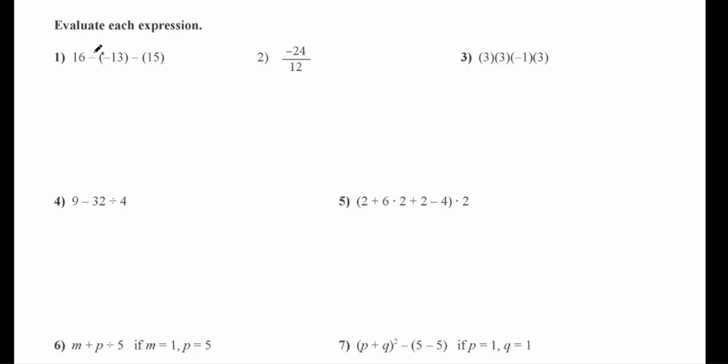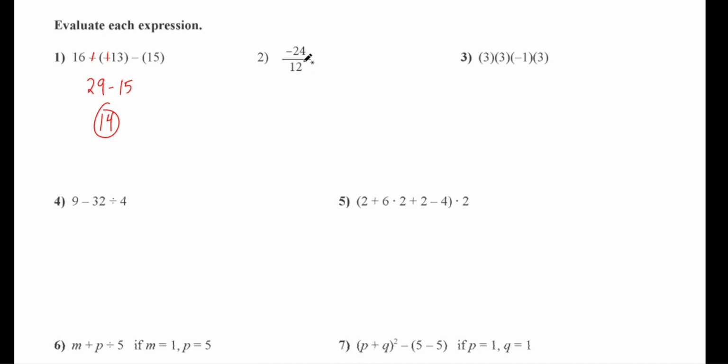What do we do with a minus and negative? Make it plus, okay? So let's just do that, then we'll subtract the 15. So 16 plus 13 is what? 29. And then what? Minus 15. 29 minus 15 is 14. And there you go. No biggie. This should be super easy, right?